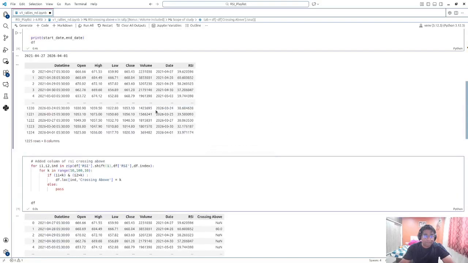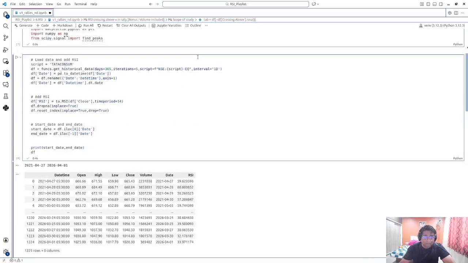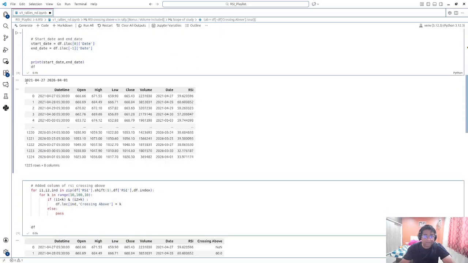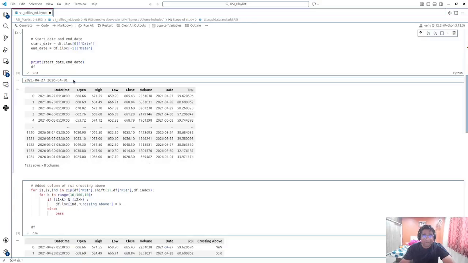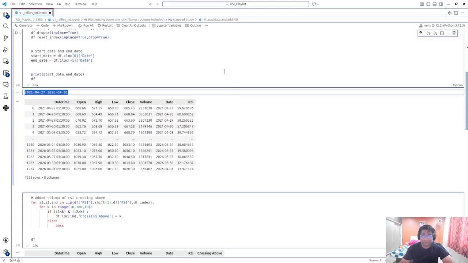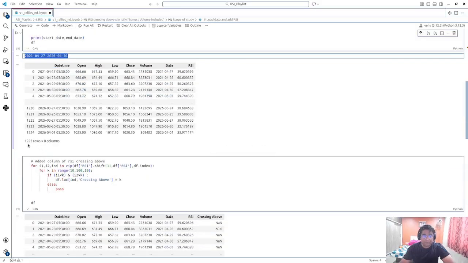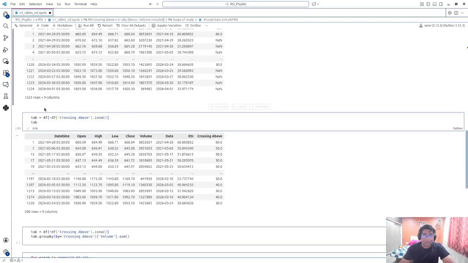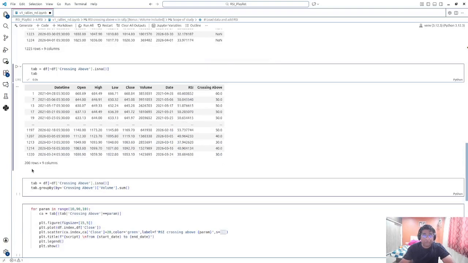Before that, see, this is the 1D and this is the time span. How many years have we considered? The last 5 calendar years. So in total, 1225 trading days. Out of that we have got 200 days.